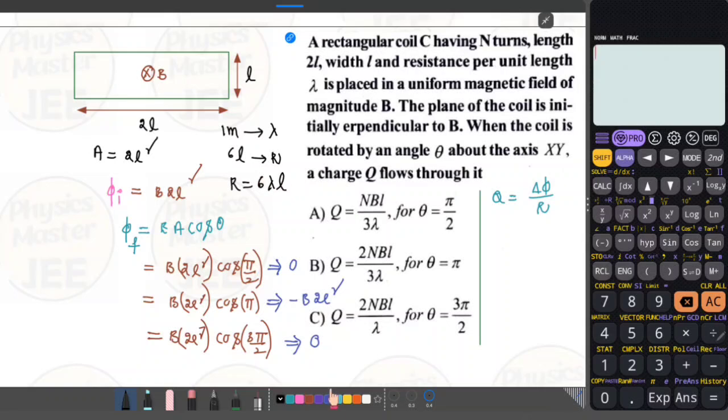I think it is understood. Therefore, here delta phi, in the first case, delta phi is B times 2L square only. Resistance is this 6 lambda L. L cancels, this one gets cancelled. Therefore, when the angle is 90 degrees, this can be written as BL by 3 lambda. There are n loops, therefore I will get this n also. Therefore the first option is right.